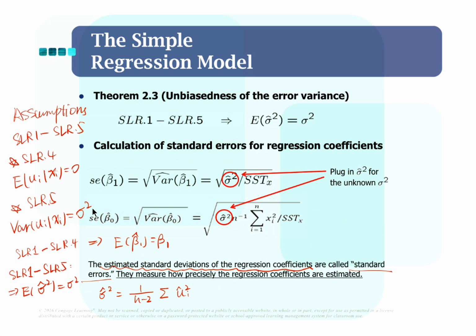And finally, you need to know the standard error of beta 1 hat, which equals the square root of sigma hat squared divided by SSTx. These are the bottom lines that you need to know. Try to remember this by all means. These are important, although in practice it's not really relevant actually.